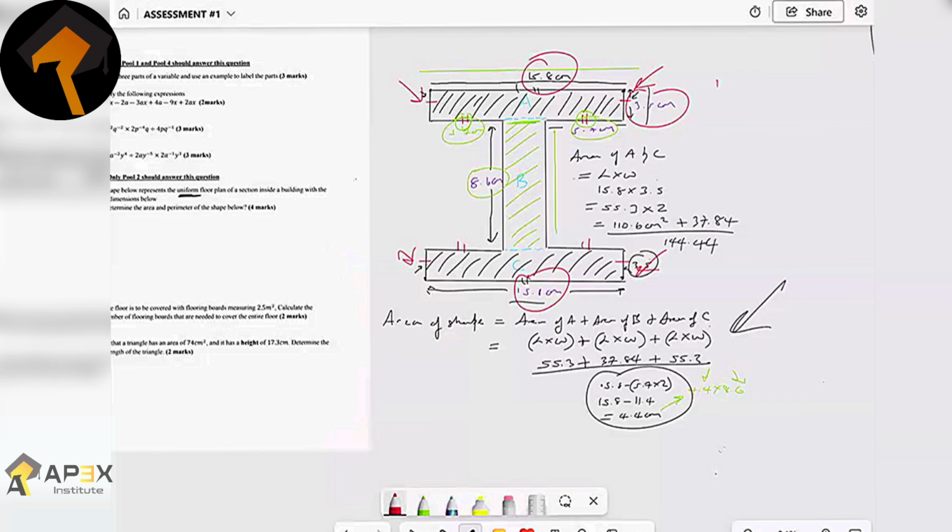So let's write that down. Instead of saying 15.8 plus 3.5 plus 5.7 plus 8.6 plus 3.5, then we're going around in circles. That's too much. So you want to be more concise by just saying, okay, these are top and bottom. So we're going to have perimeter.